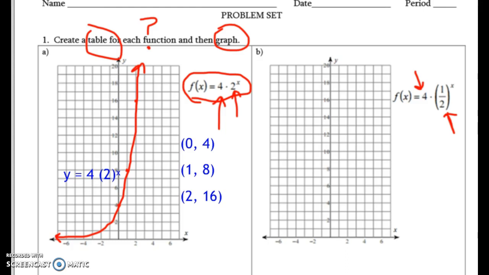Starting from the first point, we'll start from 4, which is our y-intercept. And the pattern is 1/2. So in order to figure out 1/2, we just divide that number by 2, becomes 2. Divide 2 in half becomes 1. Divide 1 in half becomes 1/2. That number becomes 1/4. And then 1/8.